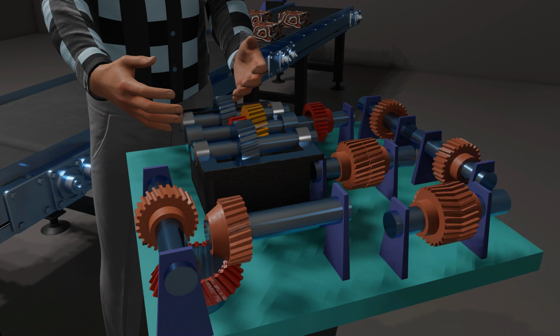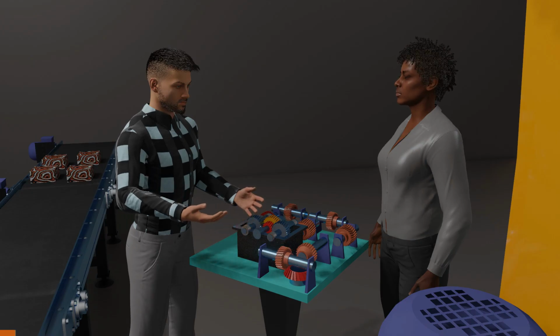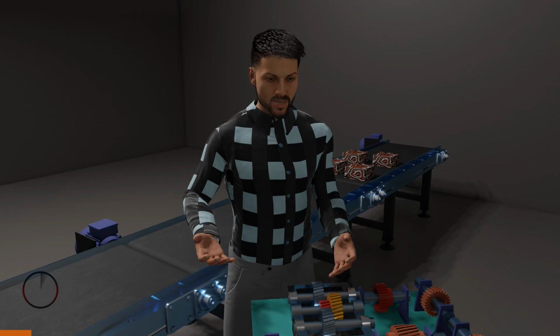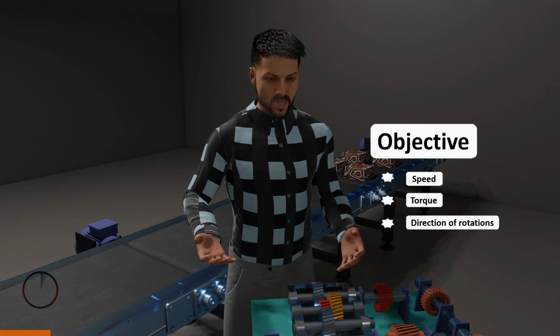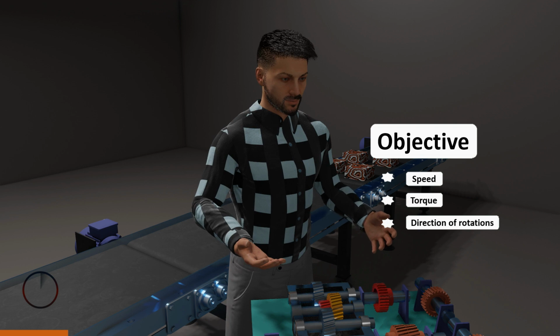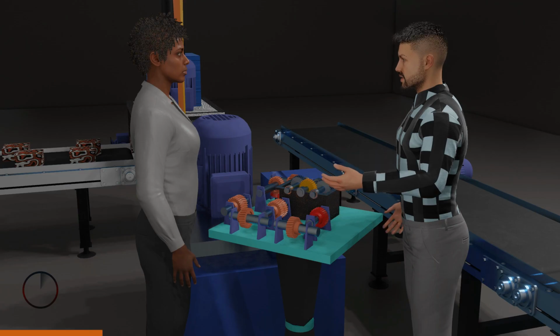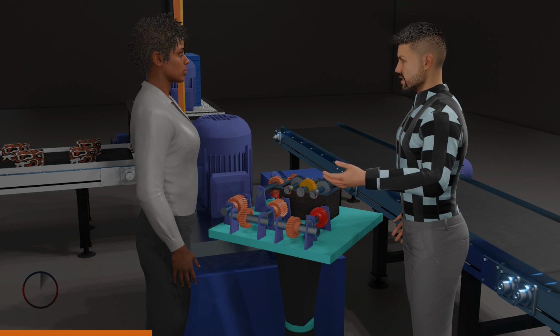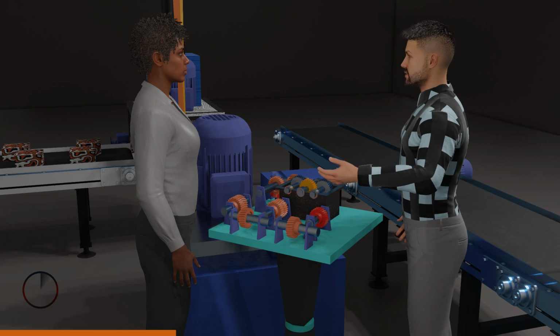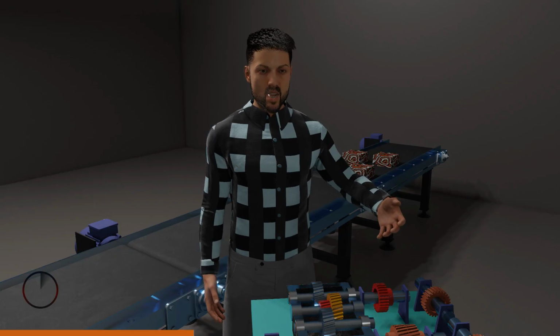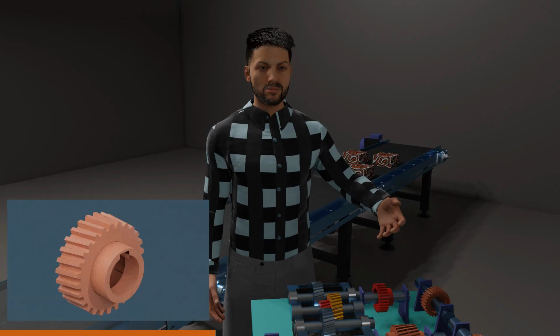Since the desired mechanical motion has been achieved, which could be in terms of speed, torque, and the direction of rotations. Now those are basic features that come with gear set arrangements. However, there are some features that make these gears distinct. That is in terms of the teeth design.